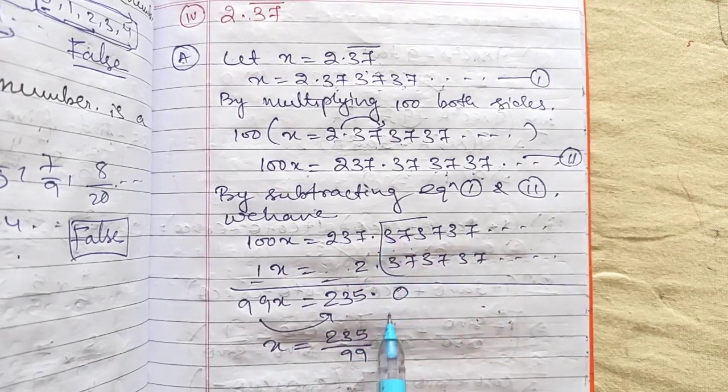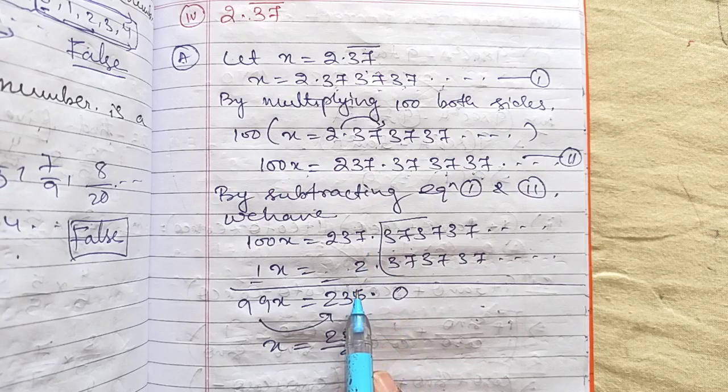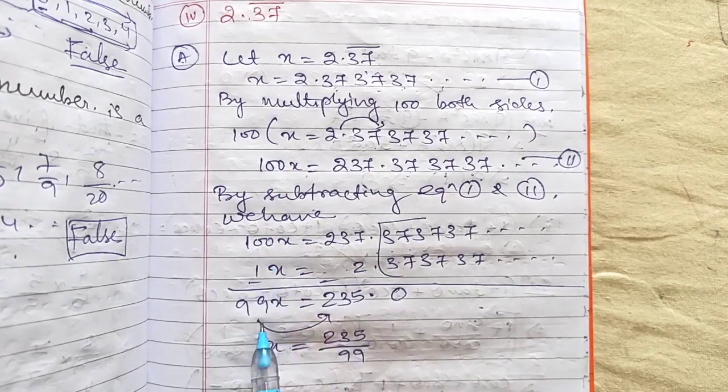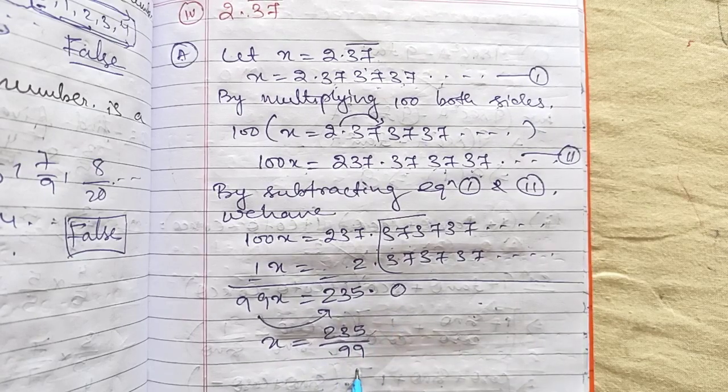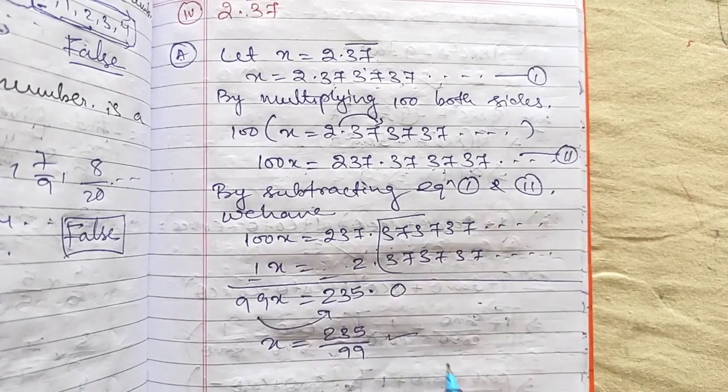Now all the 37 will become 0. 237 minus 2 is 235. 100 minus 1 is 99. Divide by 99 here, you will get x equals 235 by 99. This is our answer. Okay, next question.